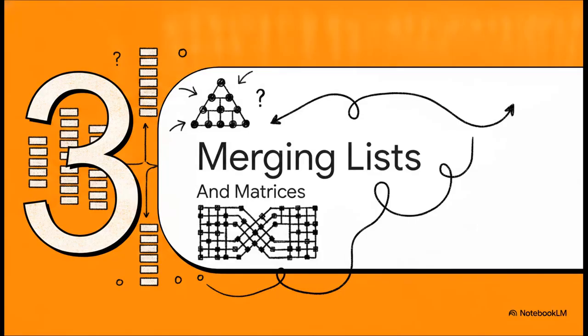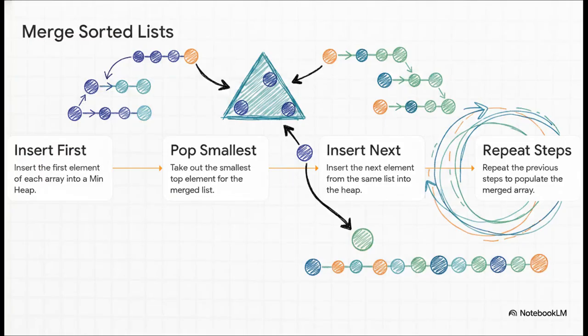All right, Section 3, merging lists and matrices. Let's see how our pattern handles some of the more intimidating problems, like merge K sorted lists. And this brilliantly illustrates the exact step-by-step procedure for merging multiple sorted structures. Imagine you have K different linked lists, and they're all already sorted. First, you insert only the very first element of each list into a min heap. Second, you pop the smallest element off the top of the heap and add it to your final merged output list.